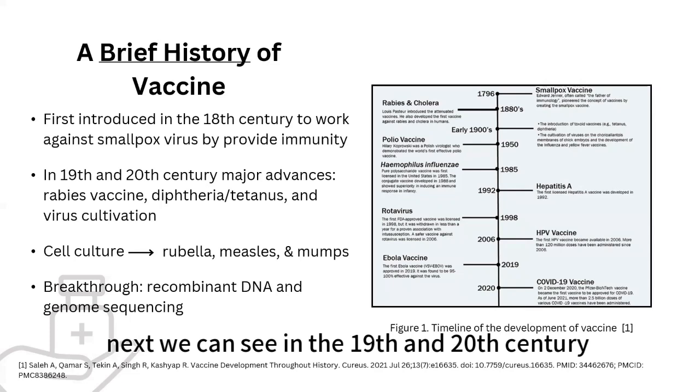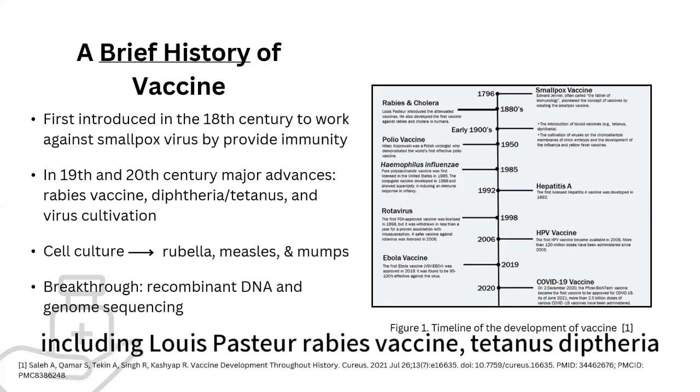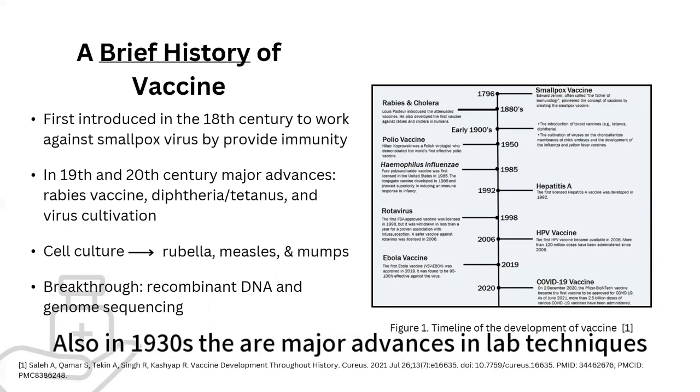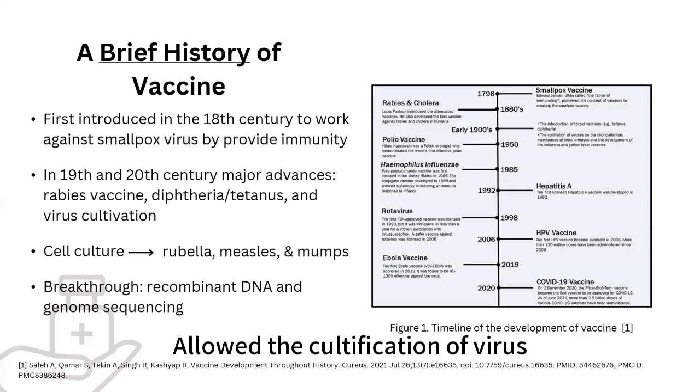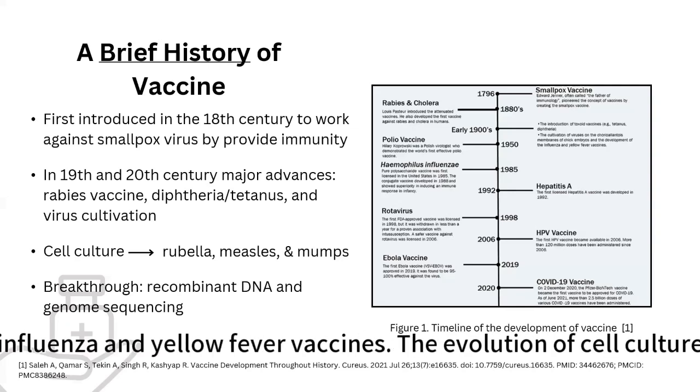The word vaccine itself was derived from the Latin word vacca, which means a cow. Next, in the 19th and 20th century, there were major advances in vaccine development, including Louis Pasteur's rabies vaccine, tetanus, and diphtheria in the 1880s and early 1990s. Also in the 1930s, major advances in lab techniques allowed the cultivation of virus on the membranes of chick embryos, which led to the development of influenza and yellow fever vaccines.